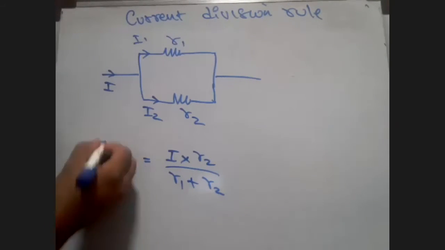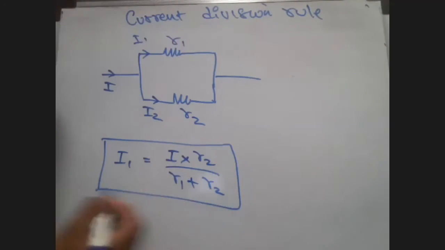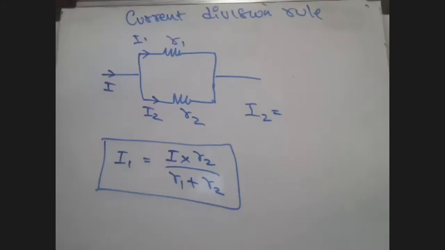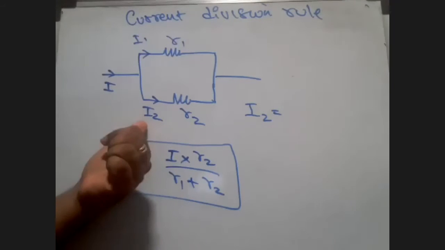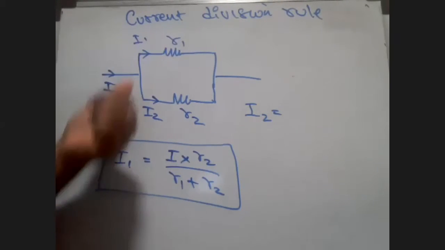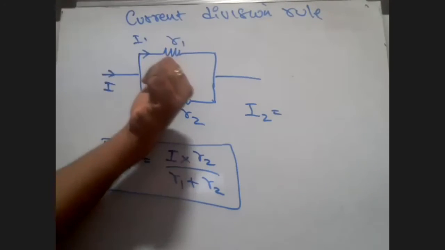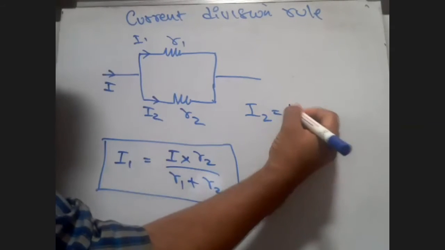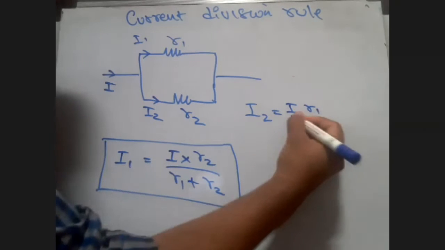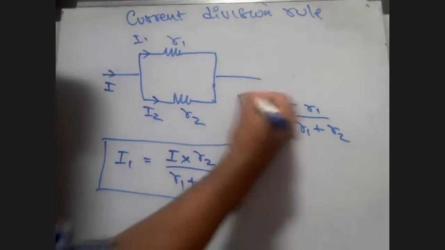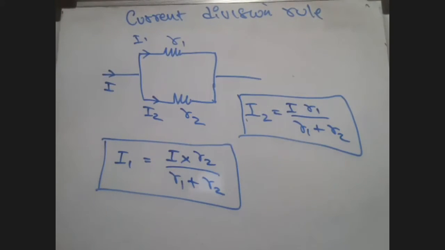Is this clear, everyone? Yes or no? Okay, look here. Now I2 will also be in the same manner. I2 will be the incoming current I into the resistor opposite to R2, upon the total resistance. So it will be I into R1 upon R1 plus R2. This makes life easier. These two equations really make life easier, and I will demonstrate it.